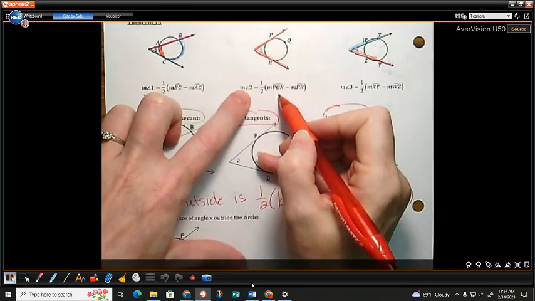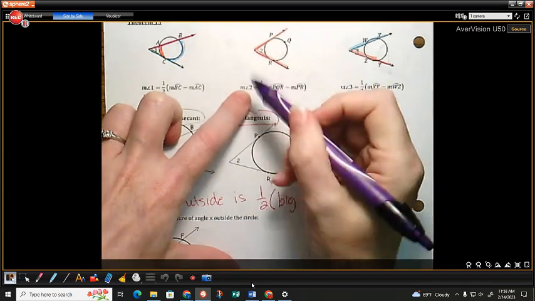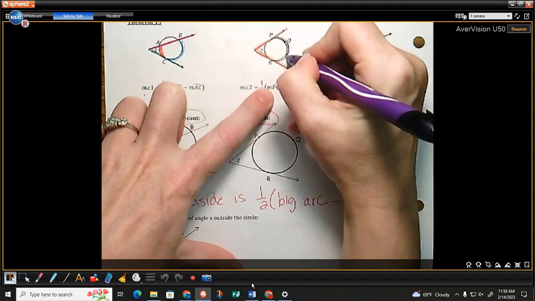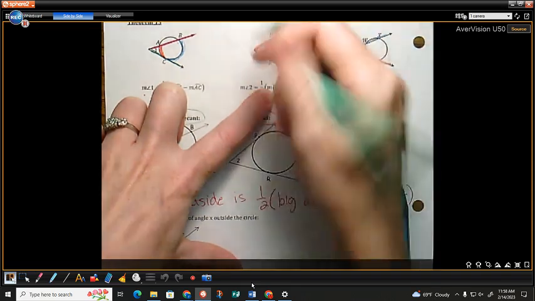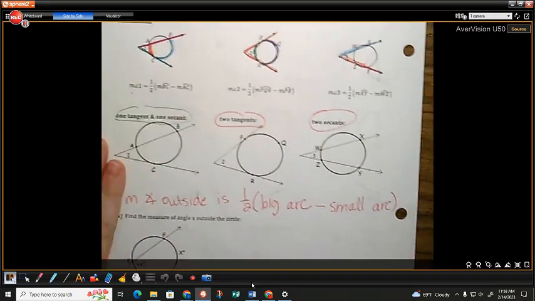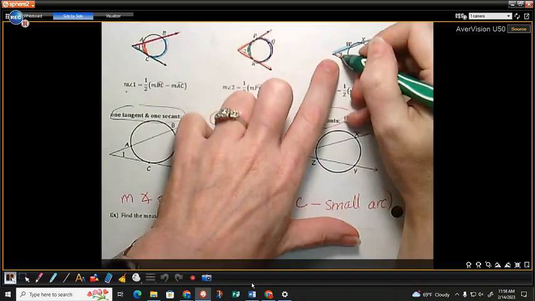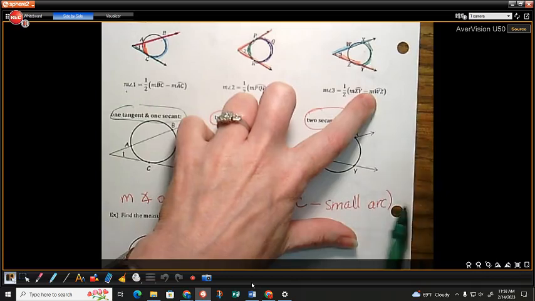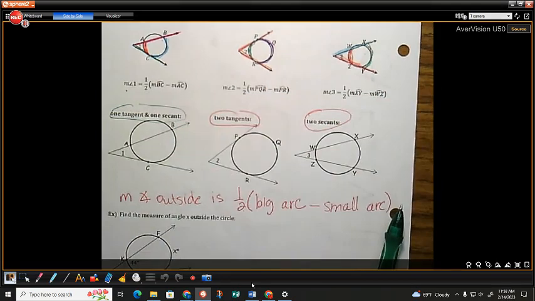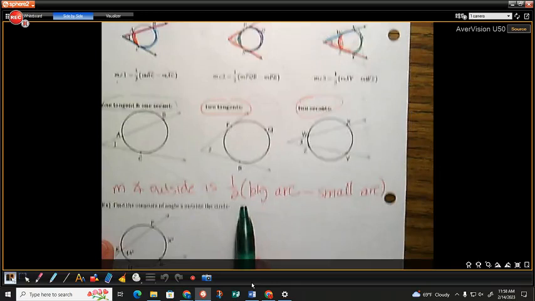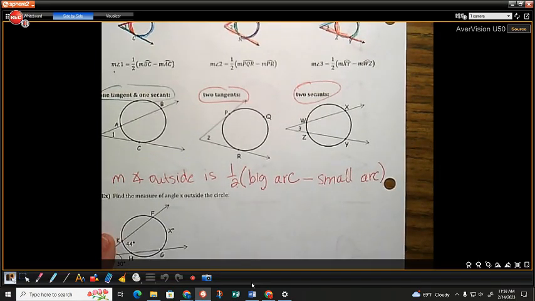On the second one with the tangents, I've got 1/2 PQR. That's a big fella. That's a major arc. And the minor arc. Okay, so big arc minus little arc. And then for this one, the outside is half the big arc XY minus WZ. I believe it. Good job, team. Go get your stuff. Okay? So it's always 1/2 the big arc minus the small arc.